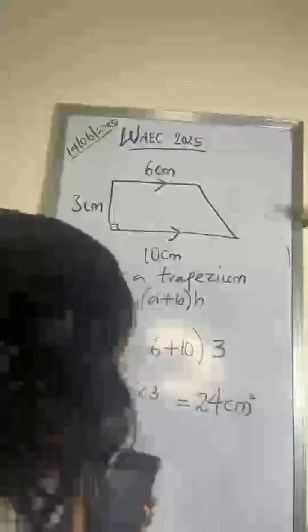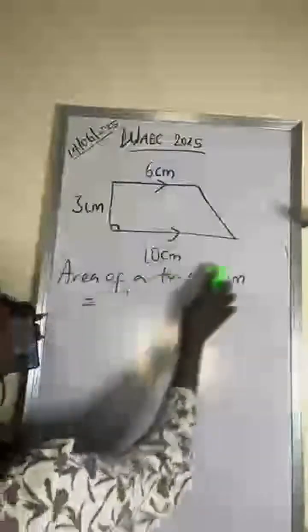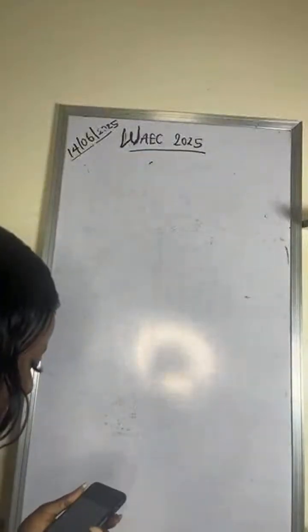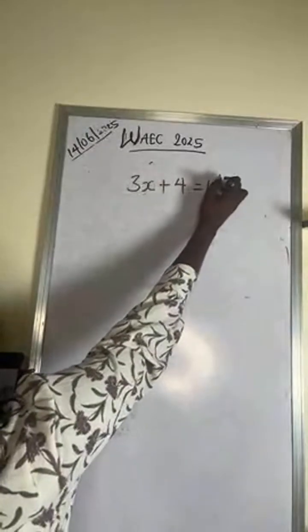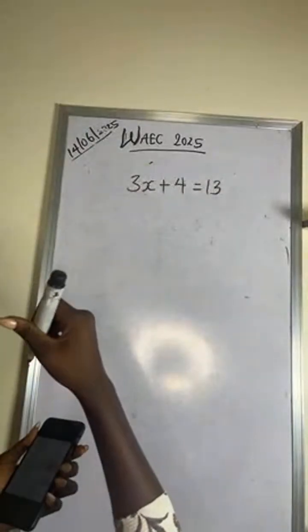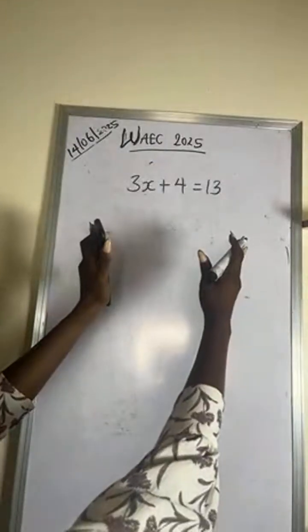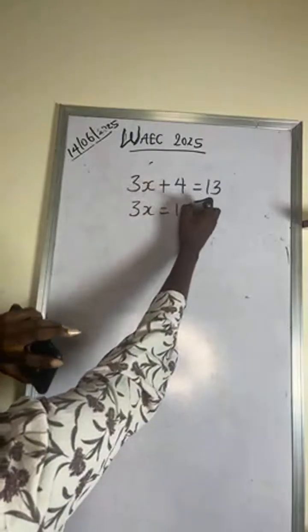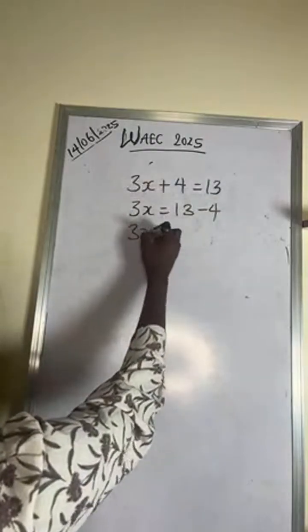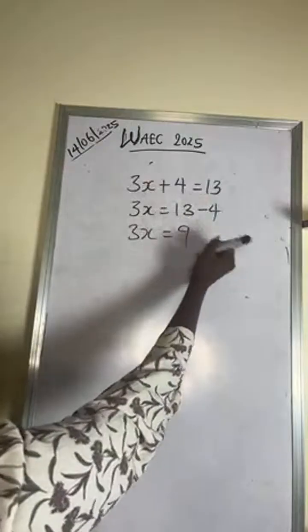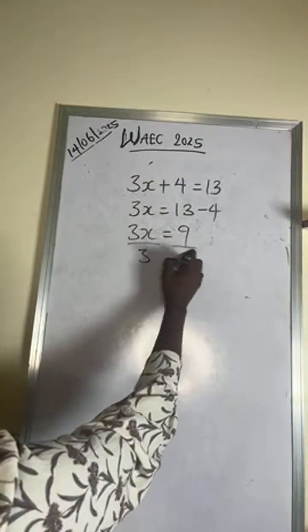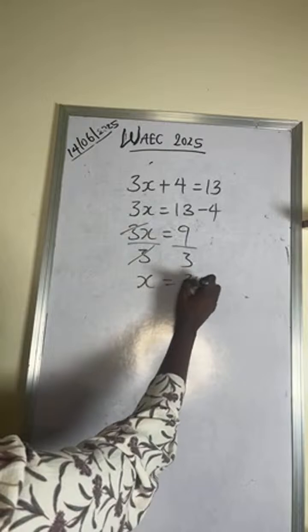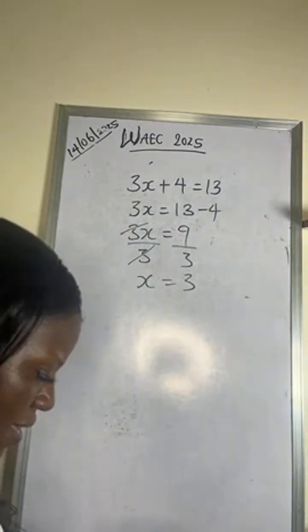This one is very simple, very straightforward. I can't believe that they gave this in WAEC. So they said that they should solve this. This is very straightforward, right? This is an algebraic equation. Subtract 4 from both sides. So you have 3x to be 9, right? Then you divide both sides by the coefficient of x. This is very straightforward.